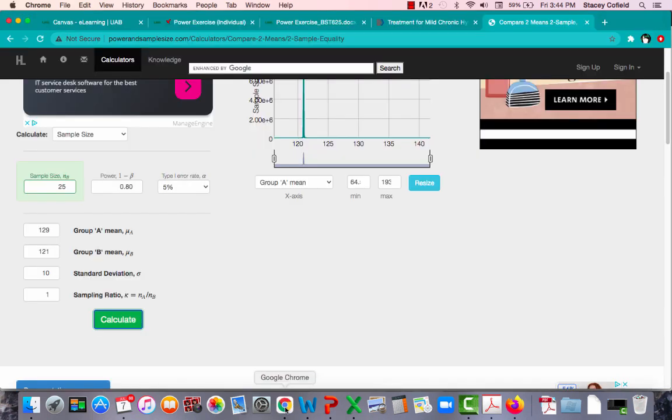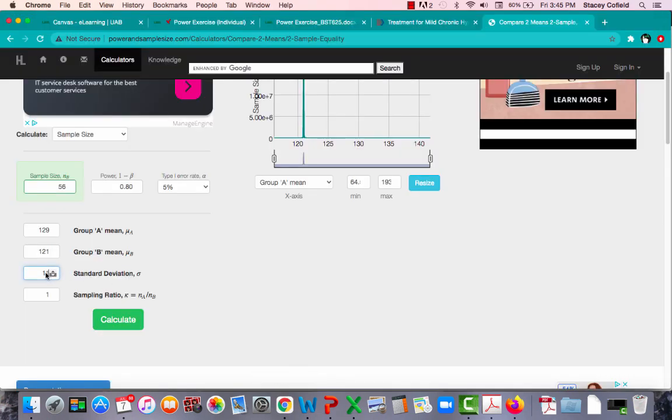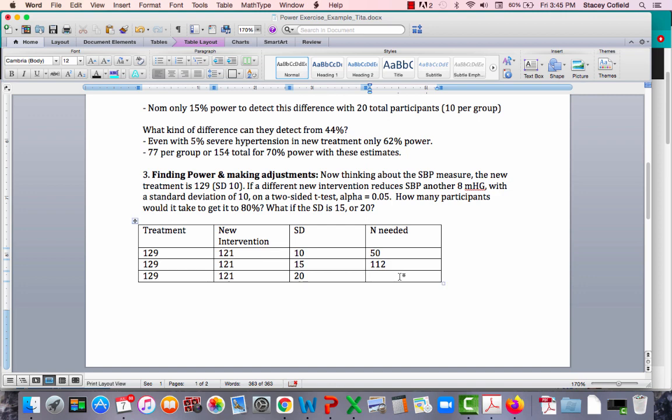Now, what happens if our standard deviation was really underestimated here and our standard deviation estimate is actually a 15? So let's recalculate that. Oh boy, we go up to 56 per group. So that's now 112 that we would need. Our linear logic would dictate that if we went up by this much from here to here, we'd go up by that same amount here to there. Let's just check this out and go up to 20 and press calculate. And now we've gone up to 98 per group, up to a total of 196.